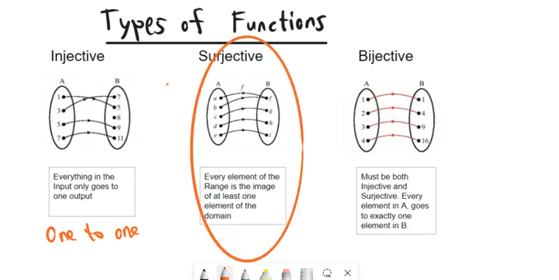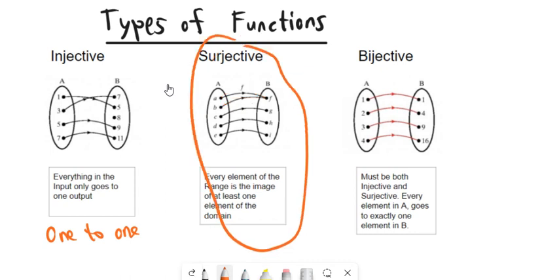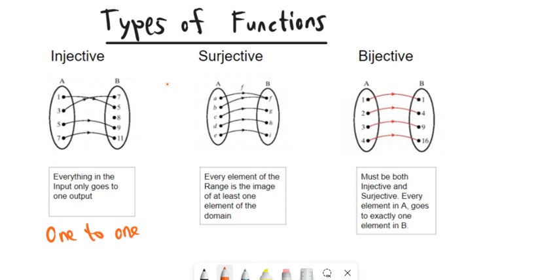Surjective is the opposite then. It's that thing that I was just saying there. You'll see there B goes to F and A also goes to F. So two things go to an output or to the codomain. So it says every element of the range is the image of at least one element of the domain. Okay, so at least one element of the domain. So you can have more than one thing go to the same output.